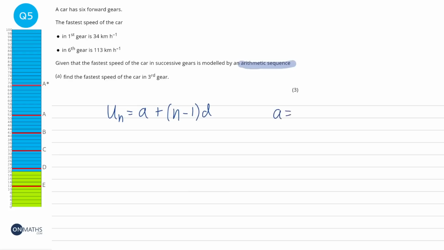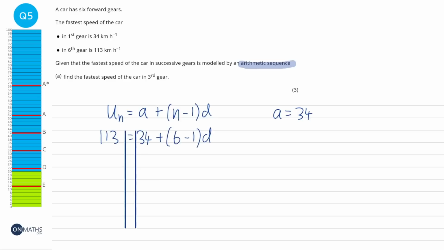It says that the first gear is 34 kilometers per hour. And we know at the sixth gear what the speed is. So we know at the sixth gear, the speed is 113. And so we're just going to substitute everything we know in. So it'd be 34 plus n, which would be 6, minus 1, d. And let's just get our lines in and solve.